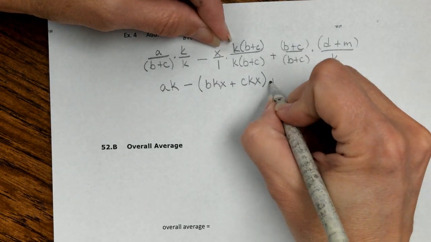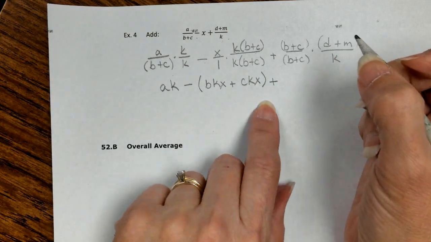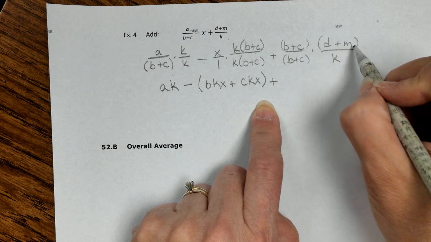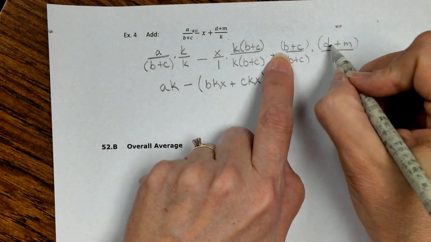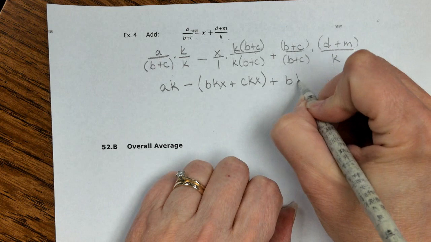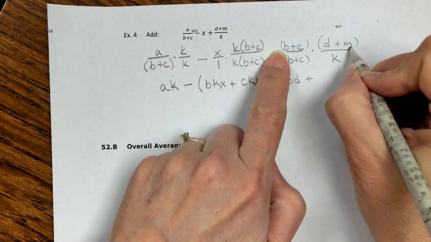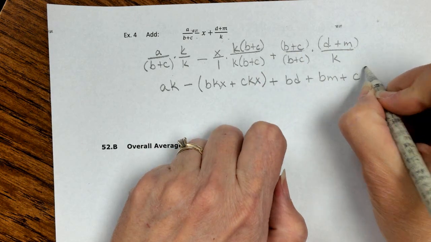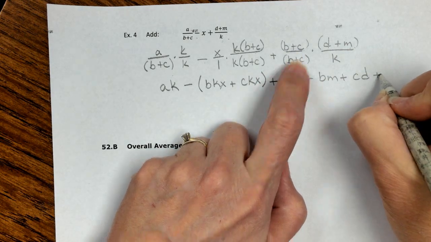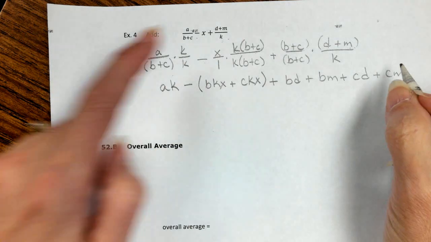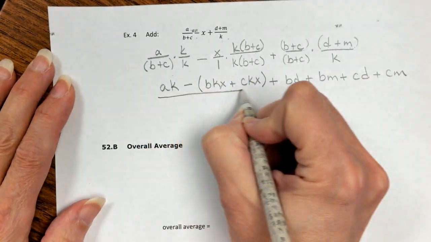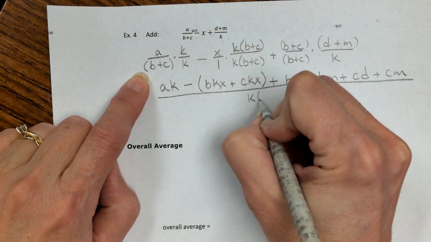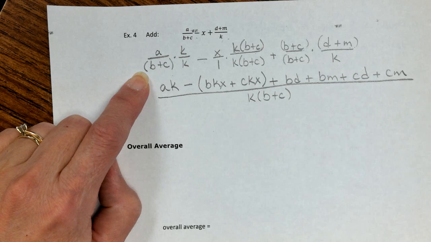Then we have a plus, and now I'm foiling this. Here's a binomial times another binomial. B times d plus b times m plus c times d plus c times m. That whole thing is over our denominator, which is k times b plus c.